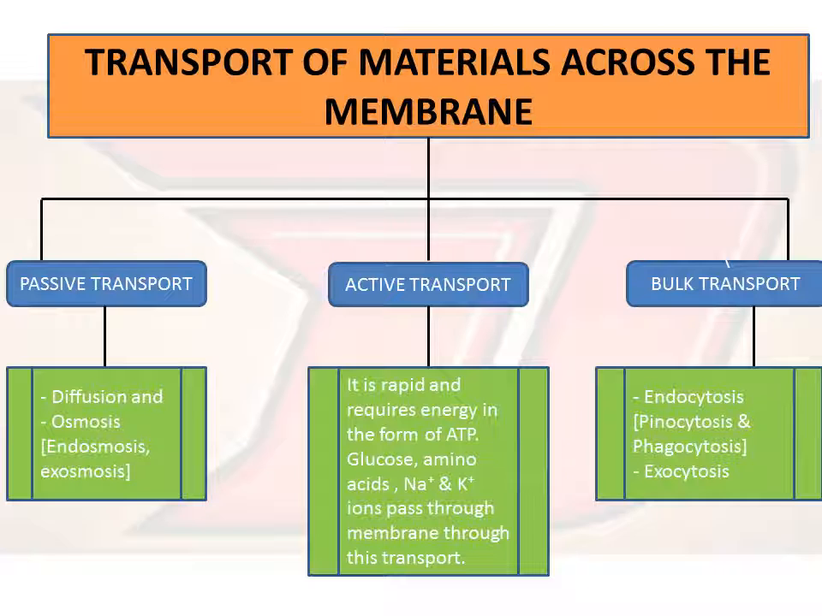Now what do you mean by active transport? It is rapid and requires energy in the form of ATP. Glucose, amino acids and the ions like sodium and potassium pass through this membrane through this transport only. Nothing has been given about active transport in the textbook, but this is only for your reference. In case of bulk transport, again it is of two types, endocytosis and exocytosis.